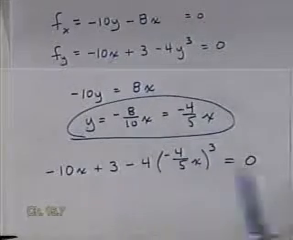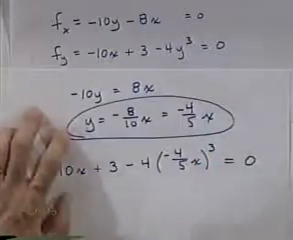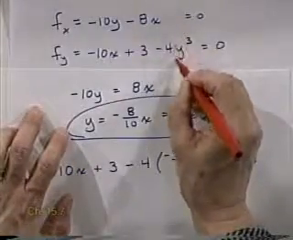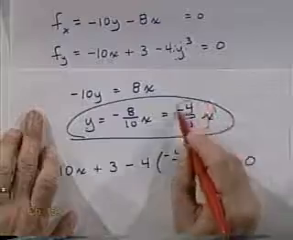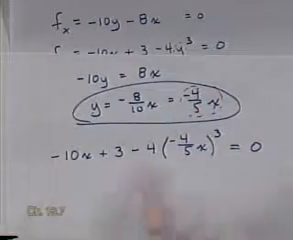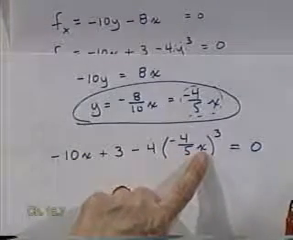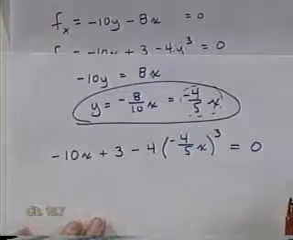Now, what I did is where I saw y, I took it out and replaced it with negative 4/5 x, cubed. Now, we need to solve this equation. It's a cubic. I could simplify this, but I don't see any reason to. Well, I guess I could.